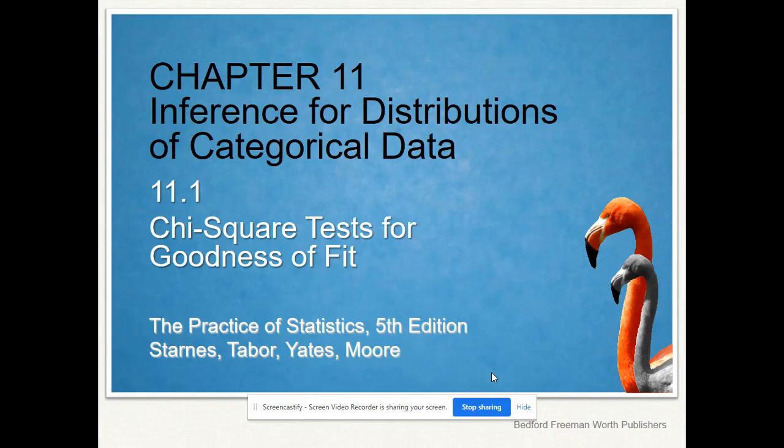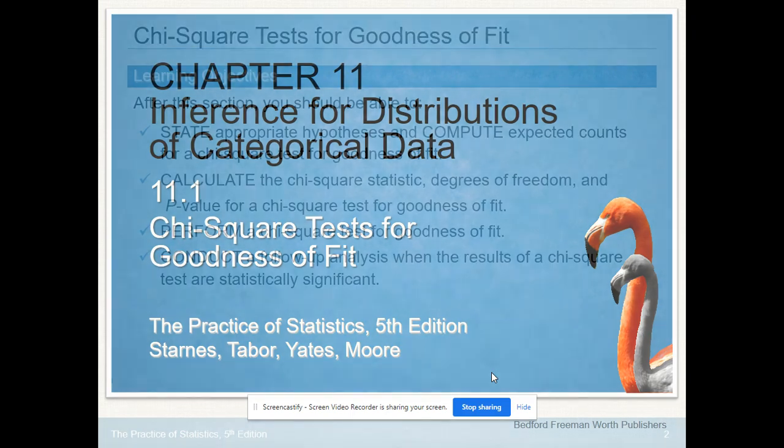Hey everybody, in today's lesson we're going to start looking at the chi-squared test. Now the chi-squared test is really useful for when you're trying to make inferences about categorical data. Everything we've been doing up till now has been quantitative data. So again, this is going to deal with categorical data.